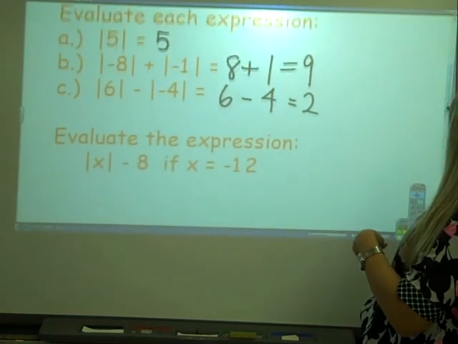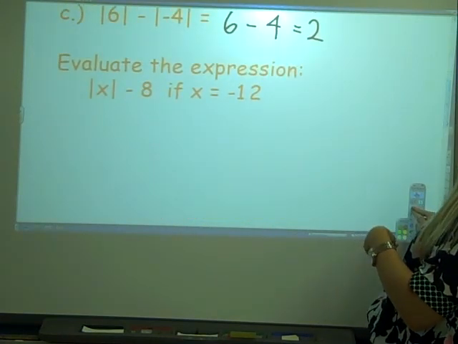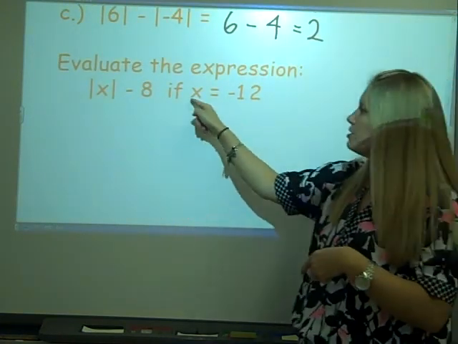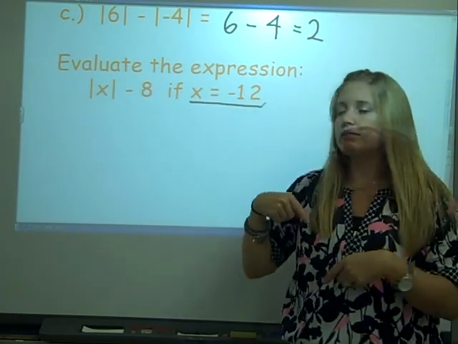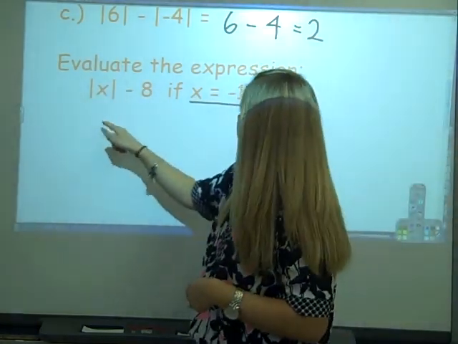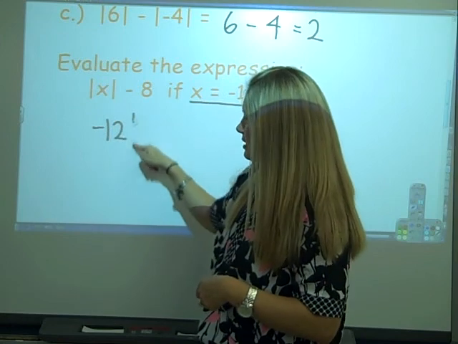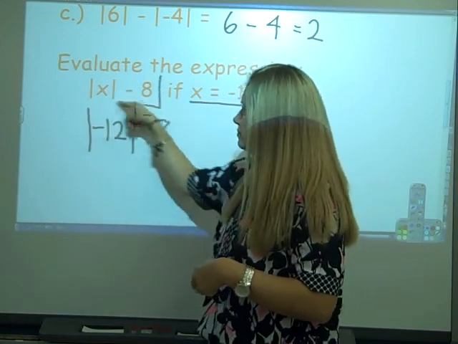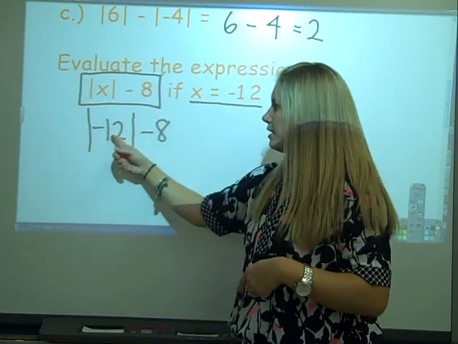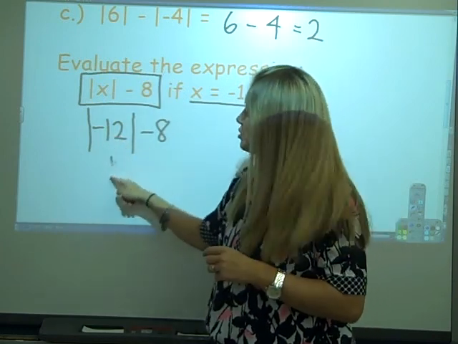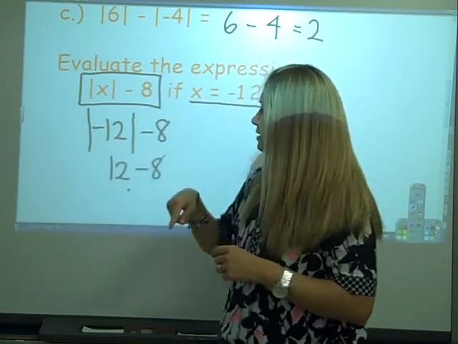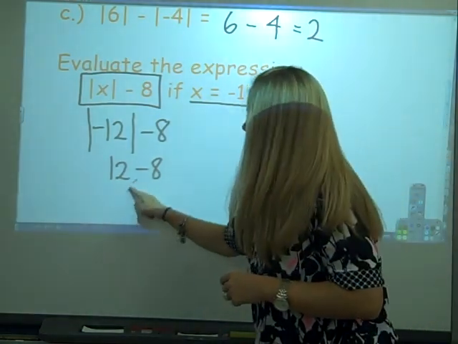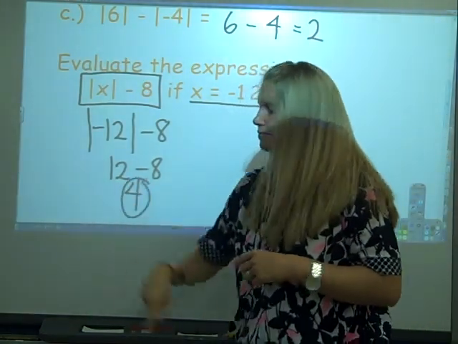Okay. Last problem. Evaluate. They want you to substitute this in for x. So instead of x, I'm going to write negative 12 here. Bring down my absolute value. Minus 8. The absolute value of negative 12 is 12 minus 8. 12 minus 8, 4. Okay, that's it for today.